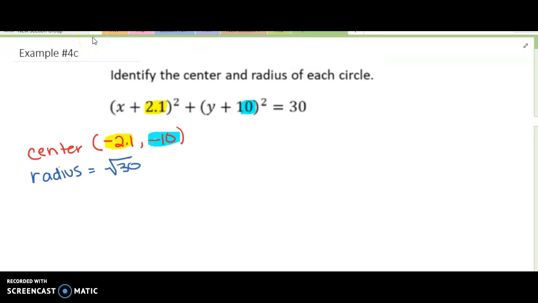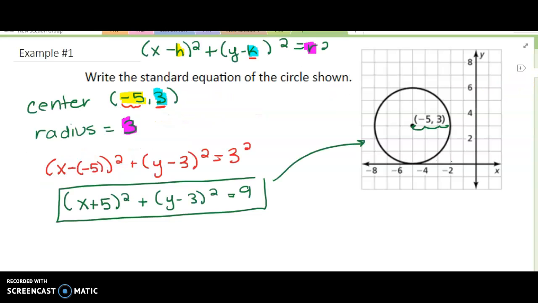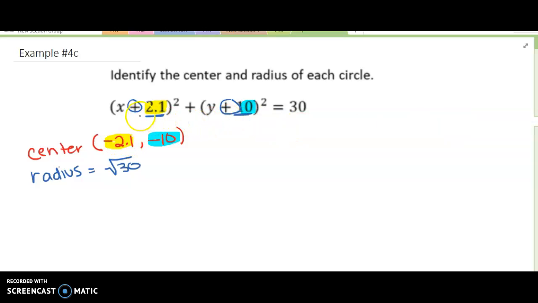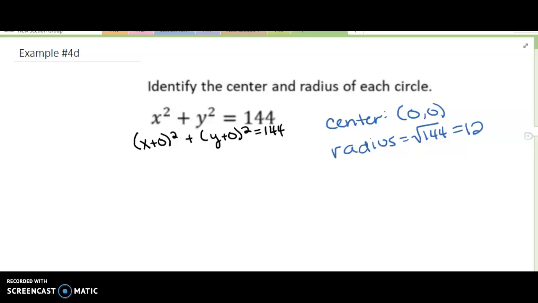All right, so this here is my x value of my center, y value of my center, and because these are plus, and the standard equation of a circle has minus, I have to flip the sign. Okay, so the x value of my center is negative 2.1, and my y value of my center is negative 10. So negative 2.1, negative 10. And then my radius is just the square root of this, which doesn't simplify, so just the square root of 30.